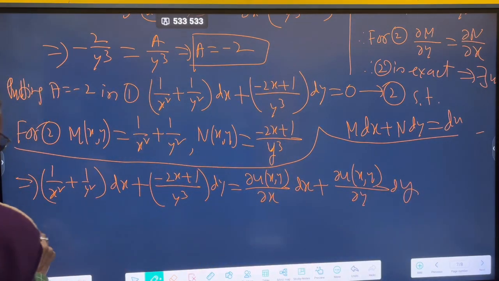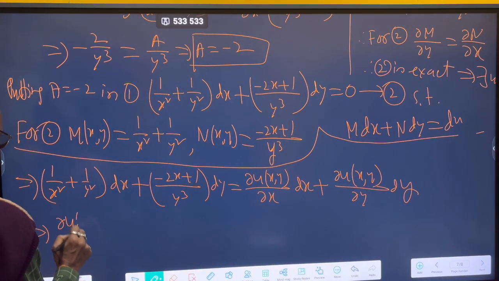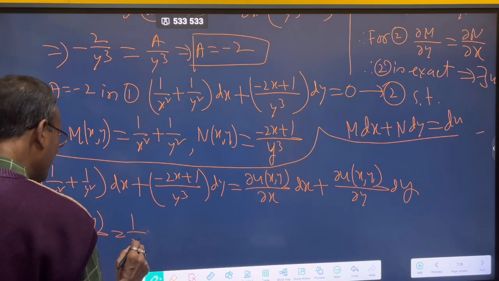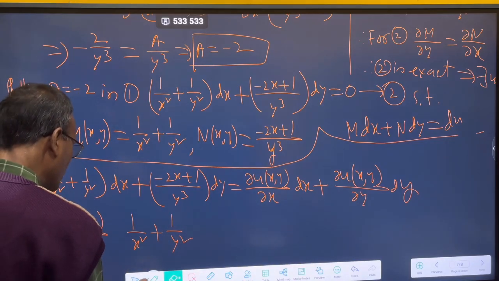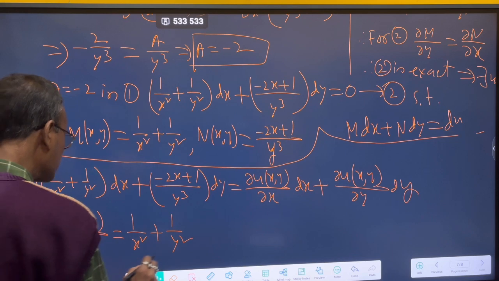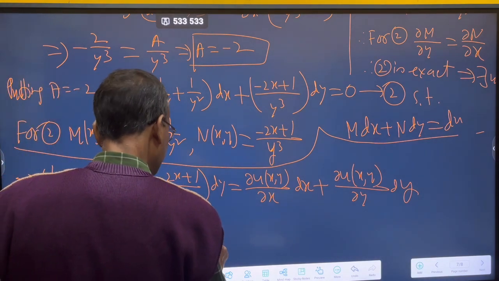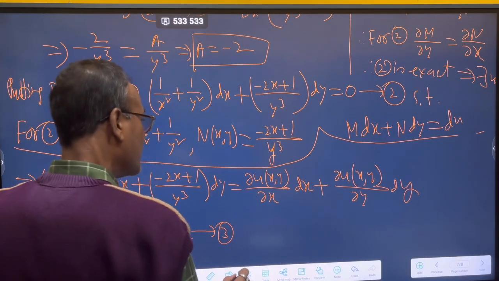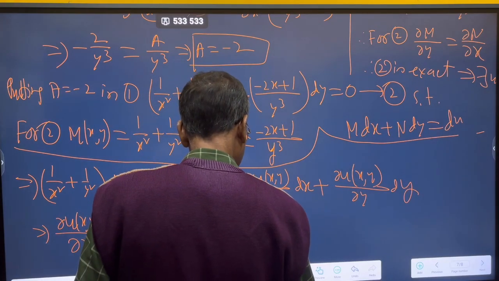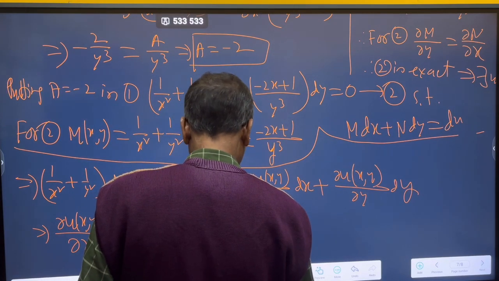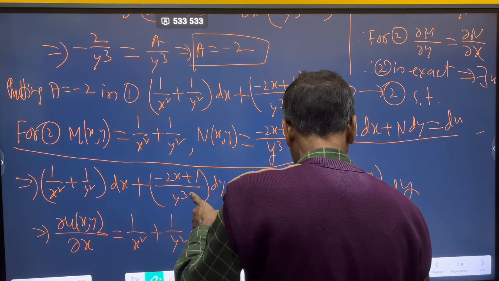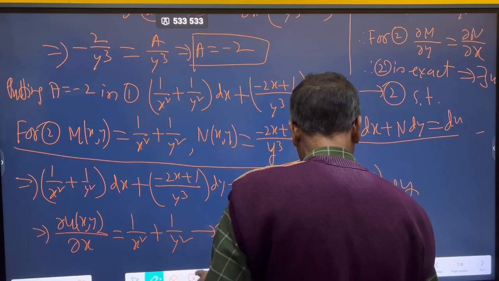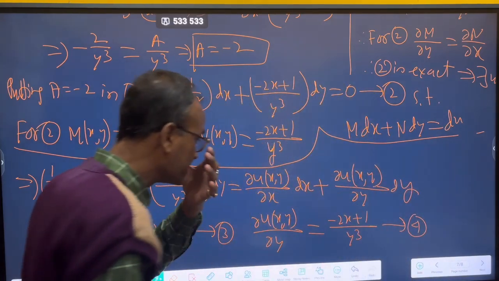This means that del u by del x equals 1/x² + 1/y². This is number 3. Del u by del y equals −2x + 1/y³. This is number 4.